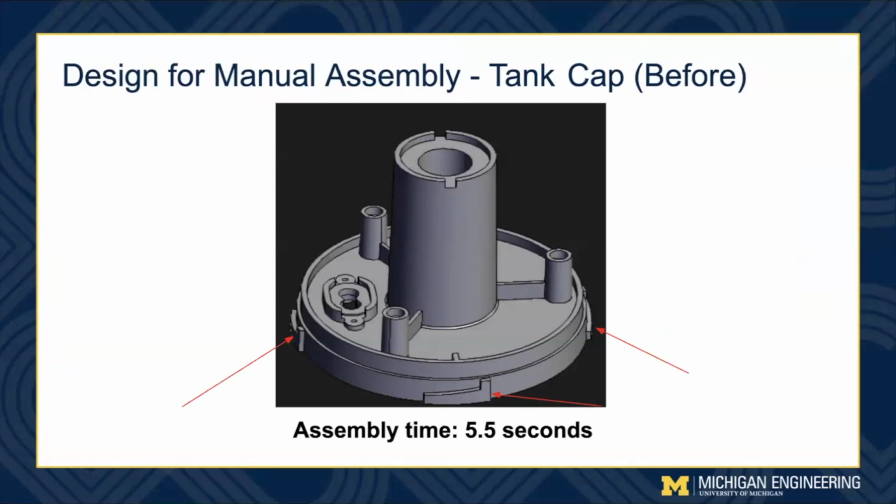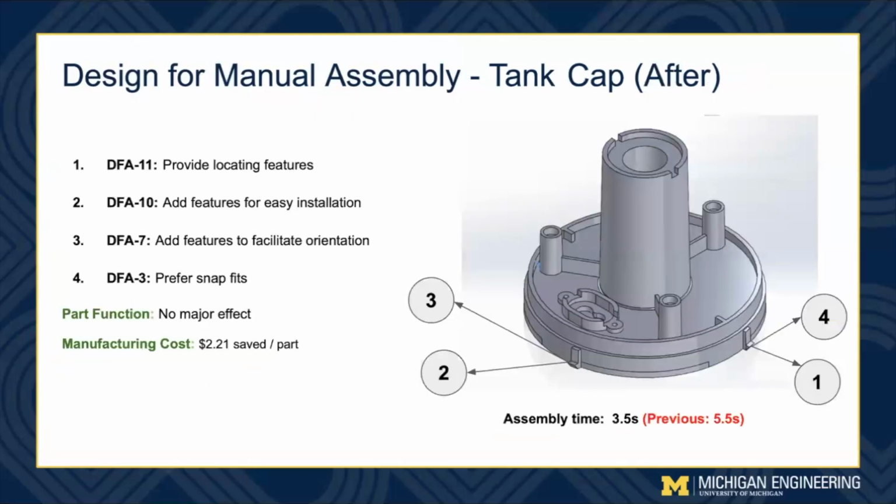Continuing with the tank cap, the original design took 5.5 seconds to attach to the rest of the assembly. The red arrows point at the slots around the part that were redesigned. We improved the design for manual assembly by providing locating features, adding features for easy installation, adding features to facilitate orientation, and preferring snap fits. As well, there was no major effect to the part function, but there was a slight effect to the manufacturing cost as it saved us $2.21 per part, and we reduced the time from 5.5 seconds to 3.5 seconds.